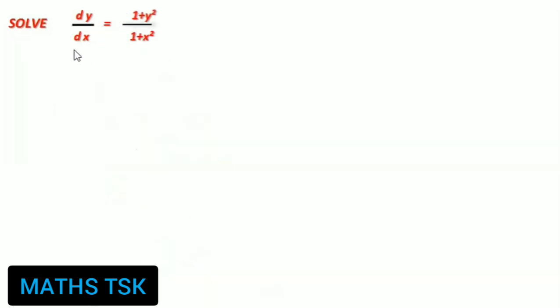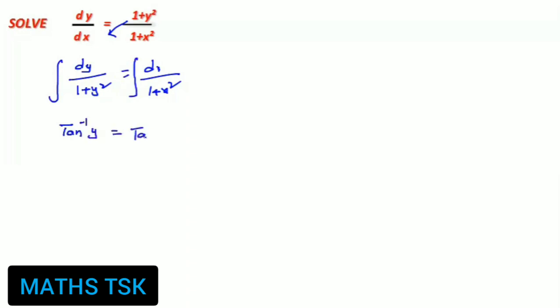Next problem, look here. dy by dx is equal to (1 plus y square) by (1 plus x square). I can write it as dy by (1 plus y square) is equal to dx by (1 plus x square). Now integrate on both sides. This becomes tan inverse of y is equal to tan inverse of x plus a constant k. Right?